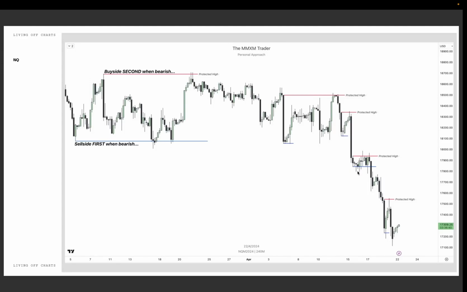Again, here. Refuses to close outside, runs the high. This little high here becomes protected. Big move through the lows. And lastly, one here. Runs the low, closes within. Runs the high, closes within. Remember, that's extremely important. And then we run aggressively, specifically for this low.